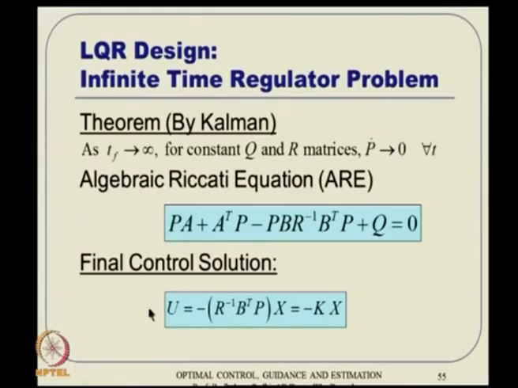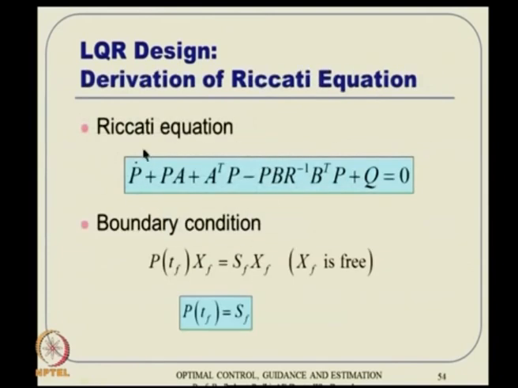So, this is what is written here: u is nothing but minus R inverse B transpose P, which is a gain, and this leads to u equal to minus K x, which is a state feedback form. But also we observe on the way that if T f goes to infinity, and Q and R are constant matrices, then P dot is identically 0 for all time. So, exciting, it turns out that this is 0.